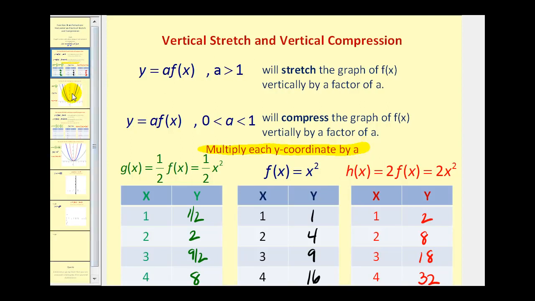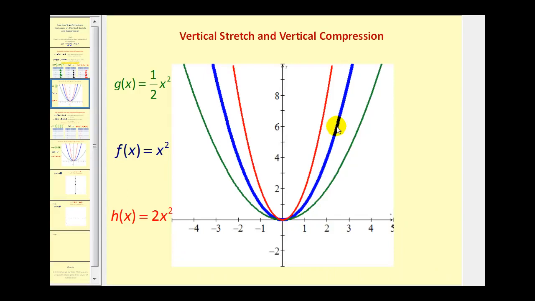If we take a look at these three graphs on the same coordinate plane, we'll notice the original function is in blue, and if we stretch the blue function vertically by a factor of 2, we would have h(x), which is equal to 2 times f(x). Versus if we take the blue function and compress it vertically by a factor of 1/2, we would have g(x), which is equal to 1/2 times f(x).